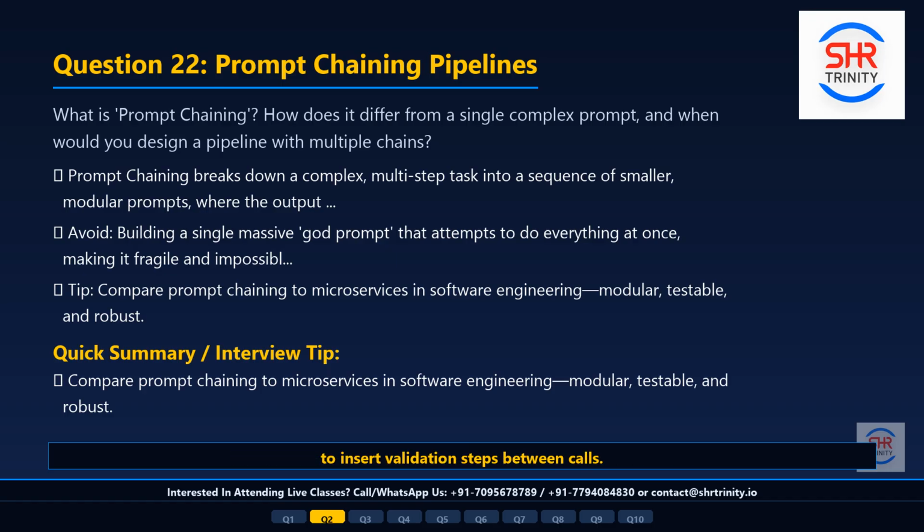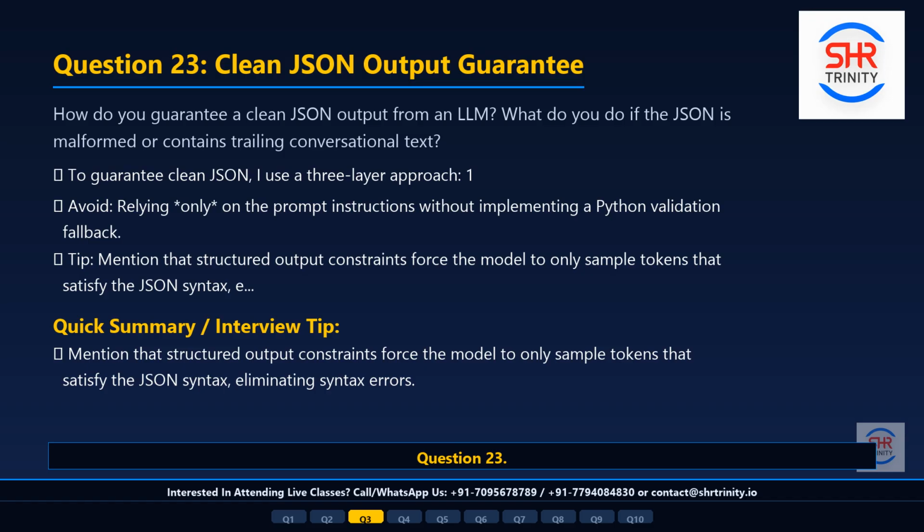Question 23. How do you guarantee a clean JSON output from an LLM? What do you do if the JSON is malformed or contains trailing conversational text? To guarantee clean JSON, I use a three-layer approach. 1. Prompt constraints. Provide an exact JSON schema block in the prompt and command, return only valid JSON matching the schema. No markdown formatting like ```json, no explanations.